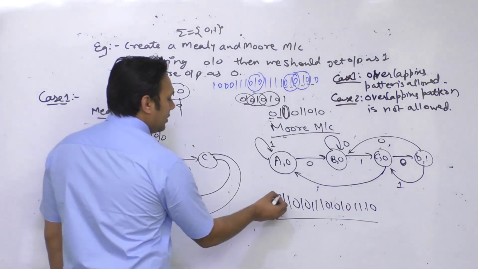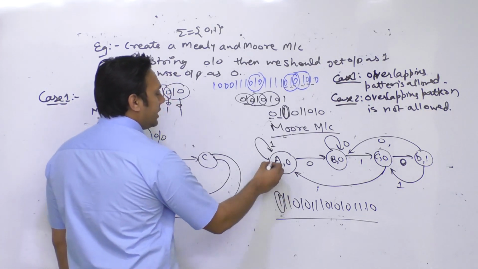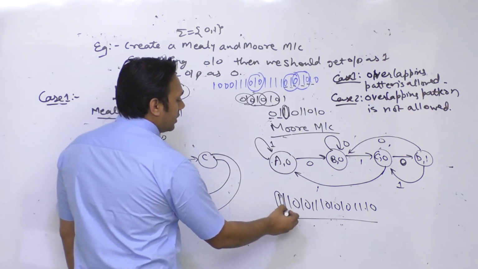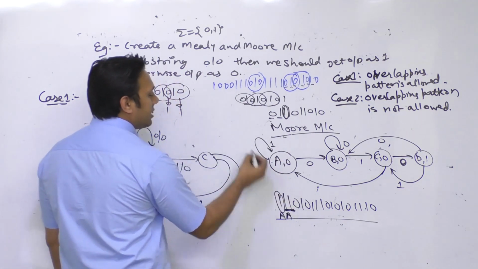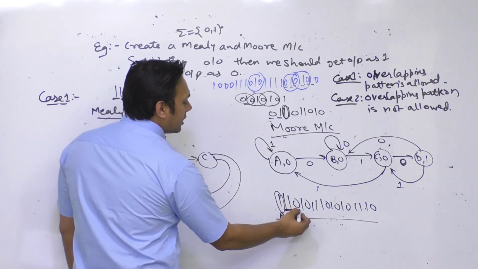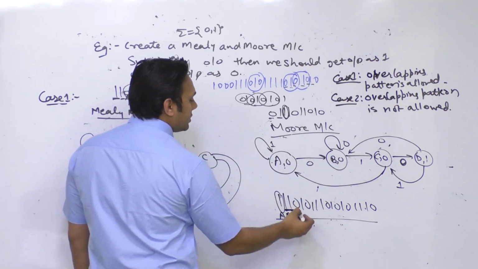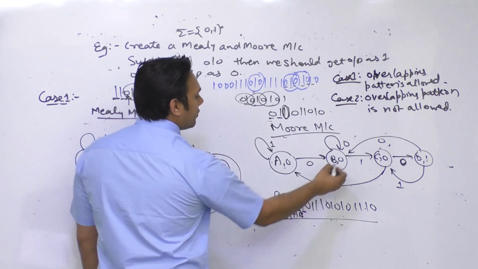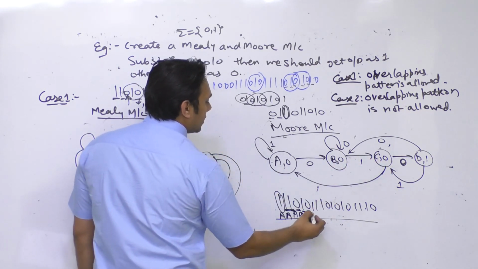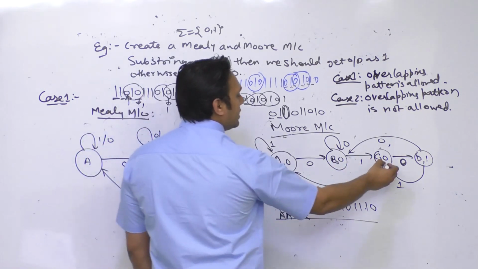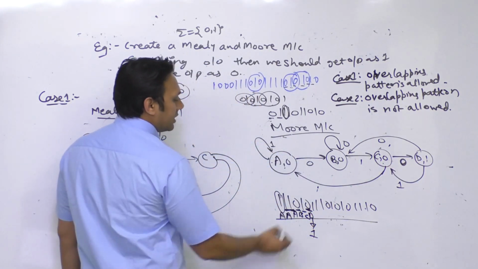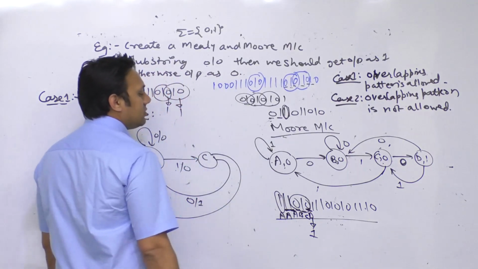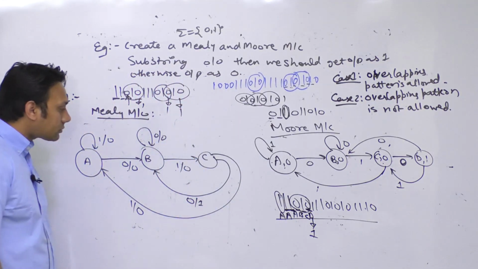What happens is, you are giving 1 from state A, you are at state A. You are again giving 1 from state A, you are at state A. Again you are giving 1 from state A, you are at state A. Now you are giving 0 from state A, you are going to state B. Now again you are giving 1 from state B, you are going to state C. You are giving 0 from state C, you are going to state D, and in this case we are producing output as 1. So you can see 1 0 1 0 is there, so we are producing output as 1.